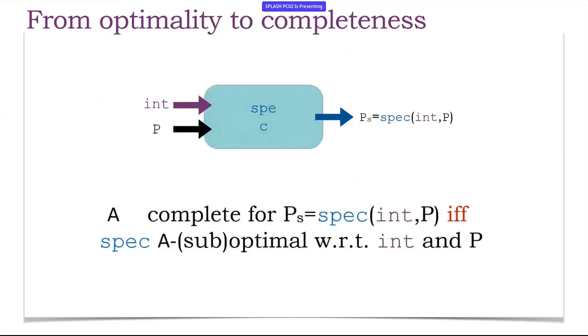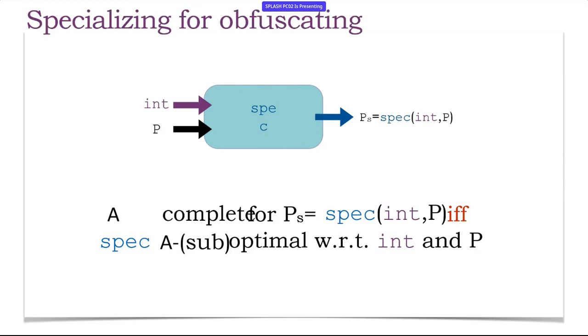What we proved is that the abstract domain is complete with respect to the specialized program if and only if the specializer is suboptimal with respect to the interpreter and the program. We can look at this result on the opposite side. So we can say that the domain is incomplete for the specialized program if and only if the specializer is disoptimal, so it is not optimal, with respect to the interpreter and the program, where disoptimal in particular is defined as being more abstract.